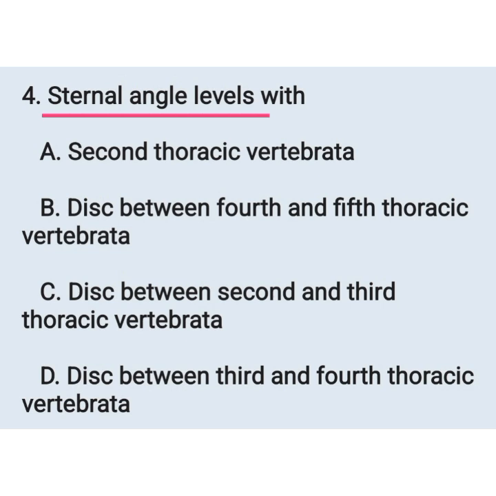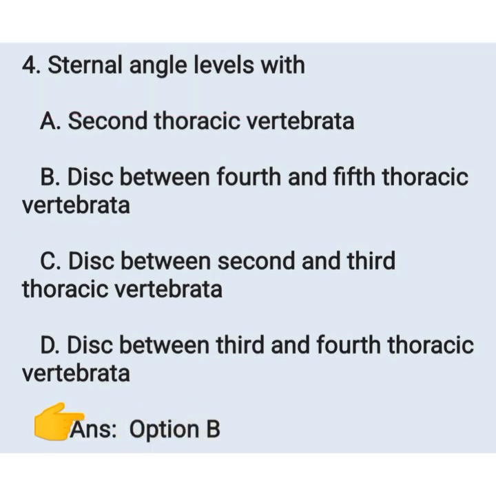Sternal angle lies at the level of. Options, option A second thoracic vertebrae, option B disc between fourth and fifth thoracic vertebrae, option C disc between second and third thoracic vertebrae, option D disc between third and fourth thoracic vertebrae. Here the question is sternal angle is at which level? It is the disc between fourth and fifth thoracic vertebrae. Option B is the correct answer. Between fourth and fifth thoracic vertebrae. Move on to the next question.